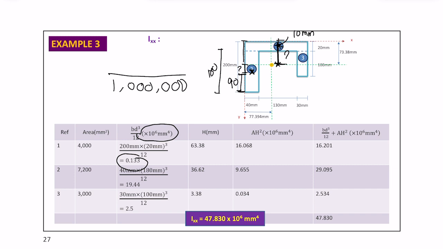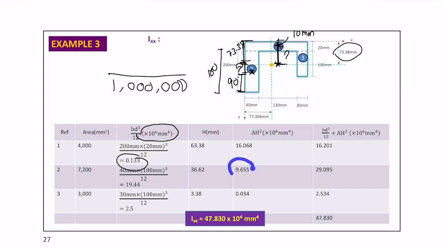And from here to the other side here is 73.38, which is this one. The centroid, its distance from the x-axis to the centroid of the whole section. Therefore, to get this value, the question mark, you have to take the whole length 200 mm minus 90 and minus 73.38. Then you will get 36.62. So that is the value of the question mark.